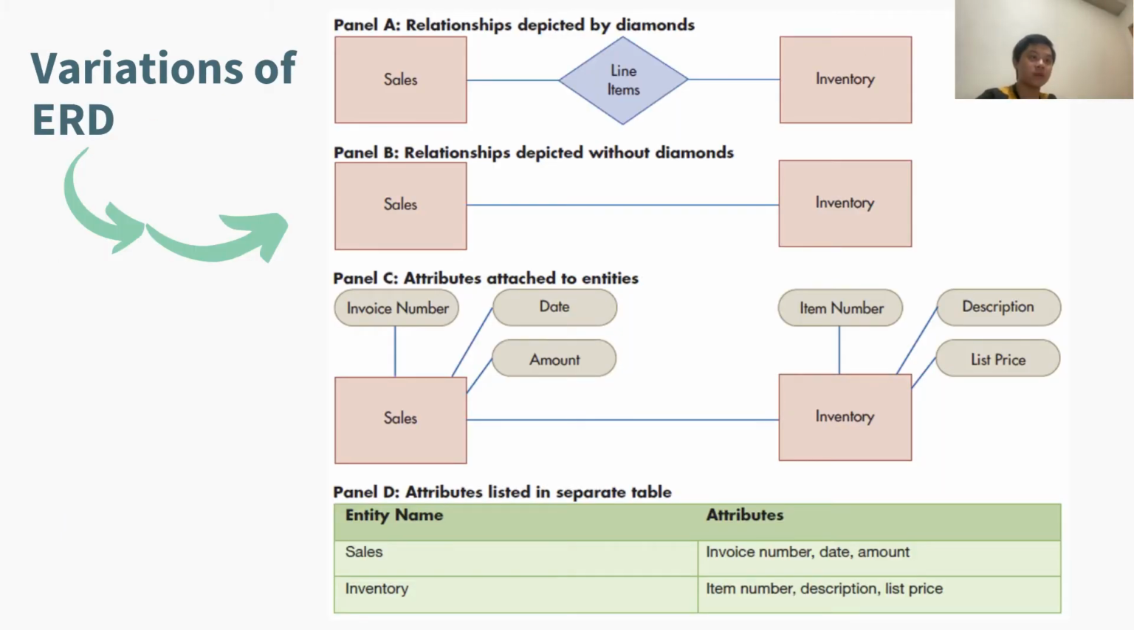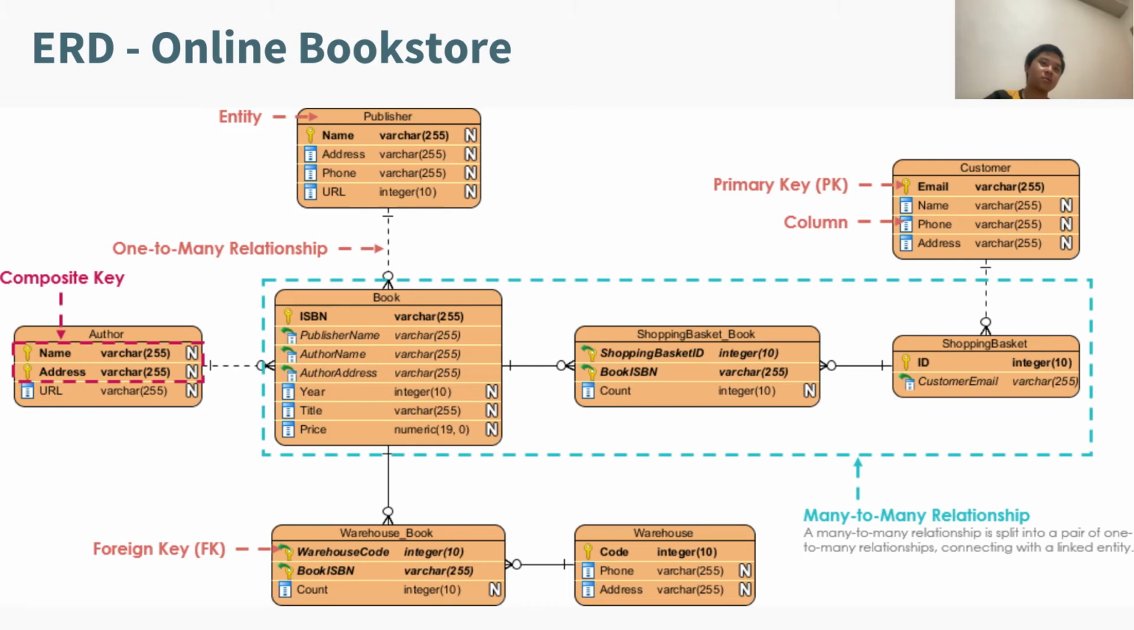Here are the variations of ERD, including panels A, B, C, and D. I also provided another example that can be used in ERD, such as an online bookstore. It shows the major business entities of an online bookstore as well as their interrelationships. It consists of typical entities like book, author, publisher, customer, etc.